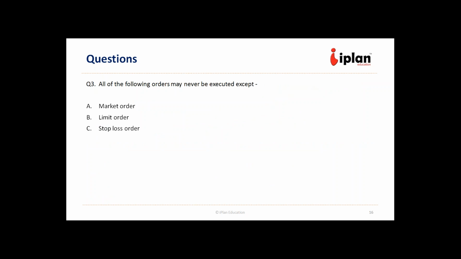Now, which of the following orders may never be executed, except market order? Limit order may never get executed. Stop loss order may never get executed. Immediate or cancel may never get executed. But market order will get executed at any cost because you are buying at the market price. So it says may never get executed, so this will always get executed.